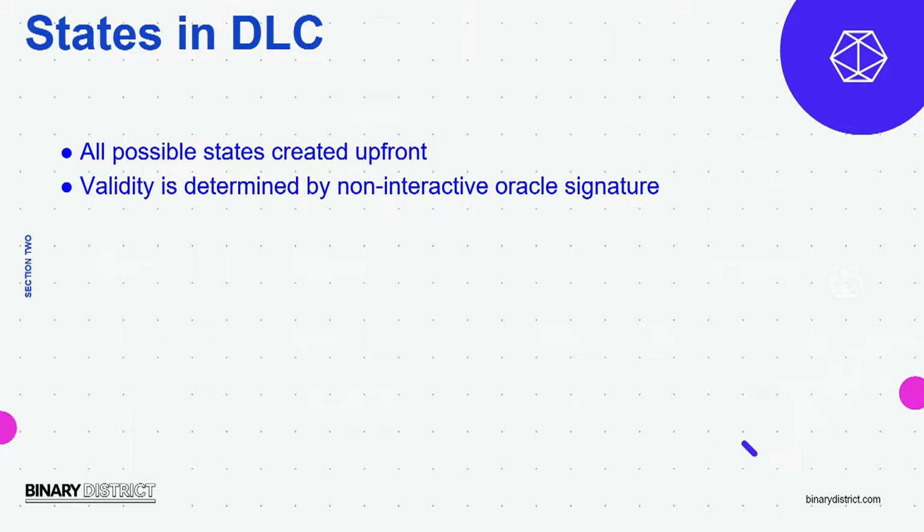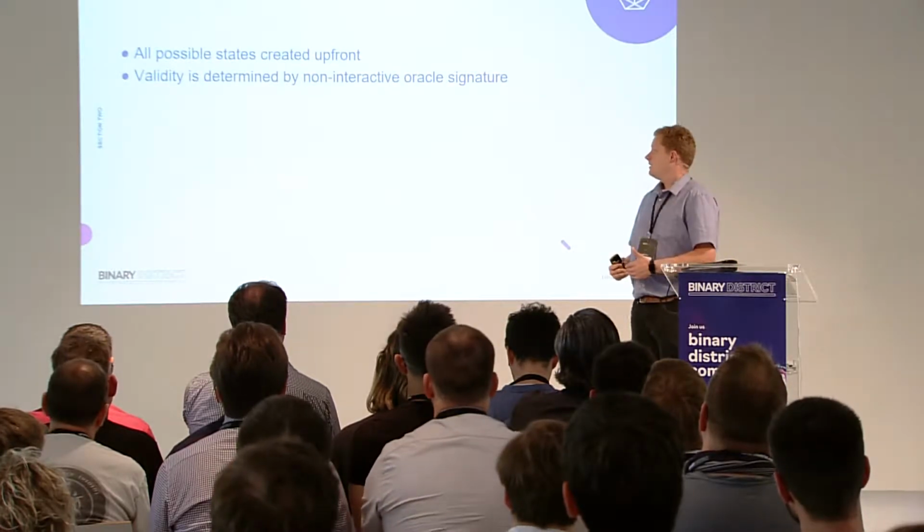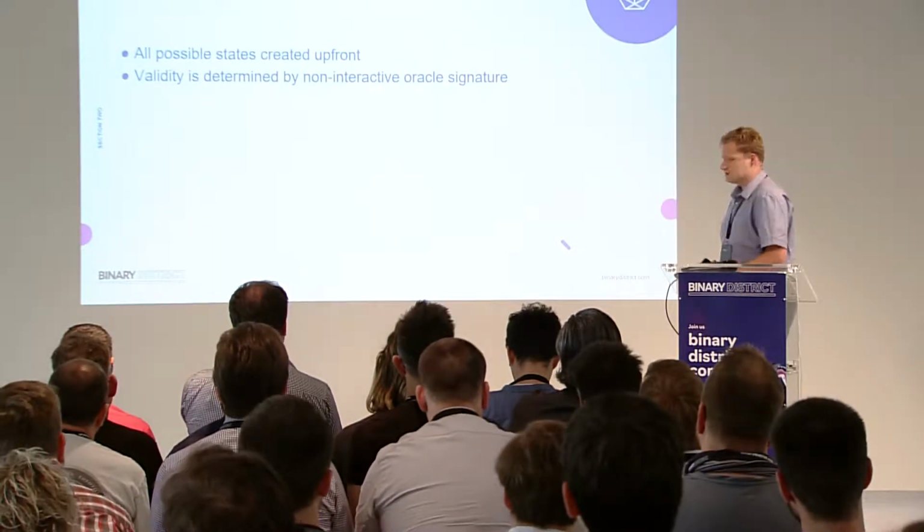Now in discrete lock contracts, the states are a little different in the sense that all possible states are created up front. And their validity is determined by a signature from the oracle, which is not interactive. So the oracle will publish the signature regardless of it knowing where it's being used.